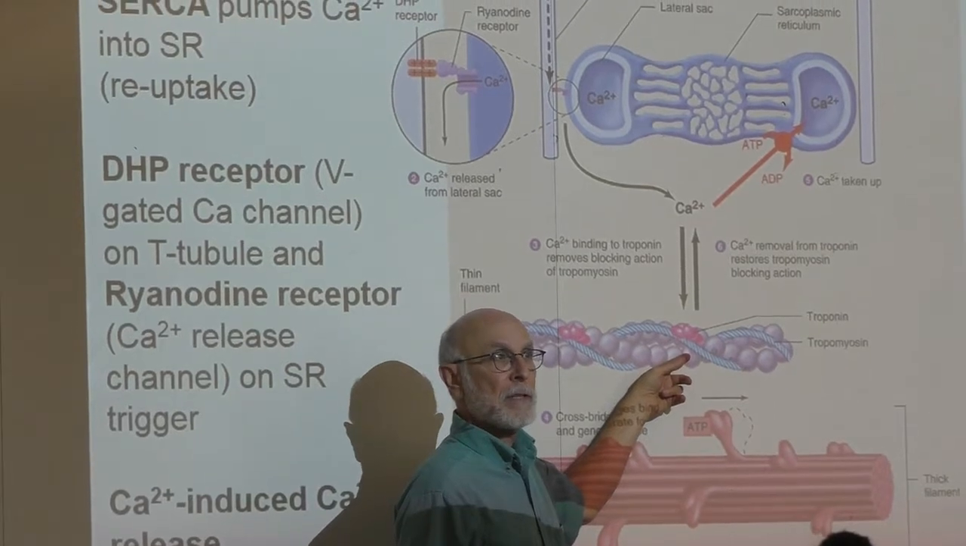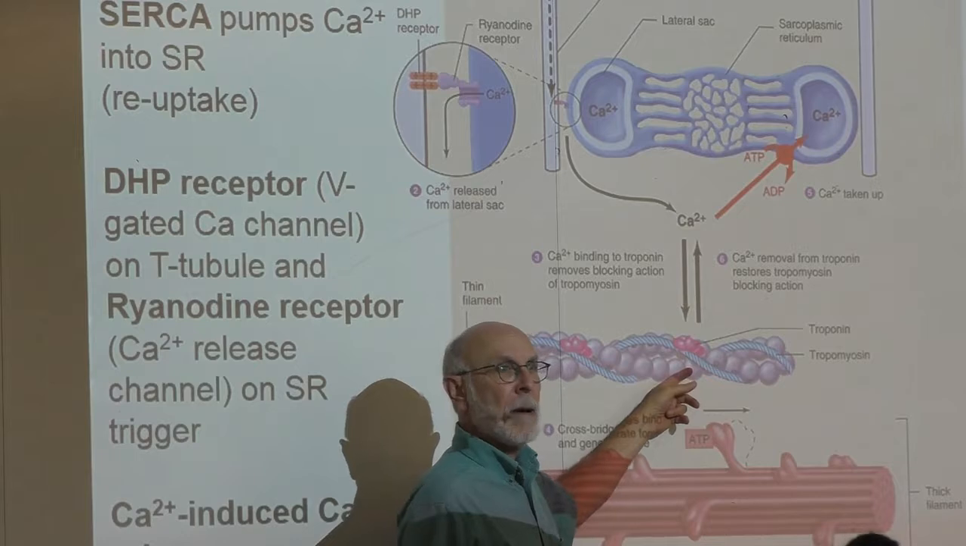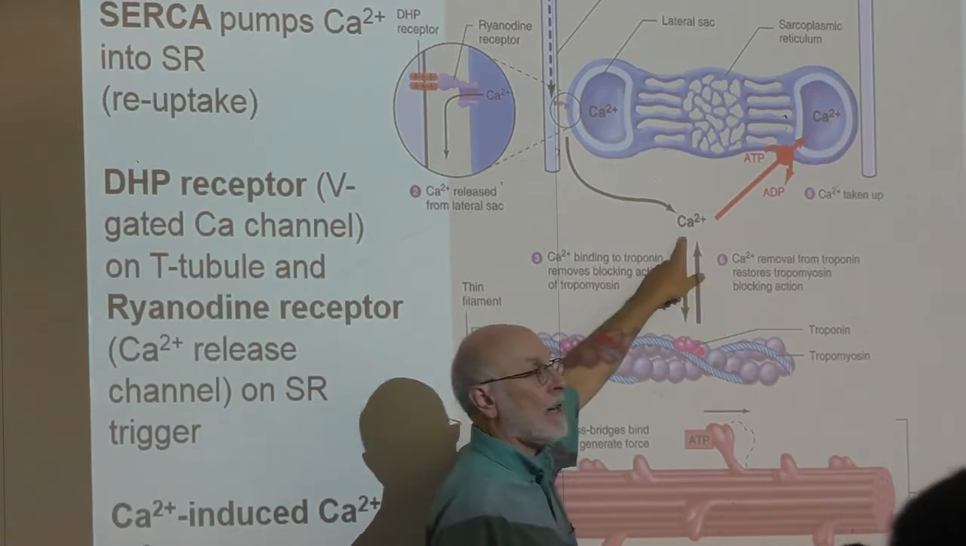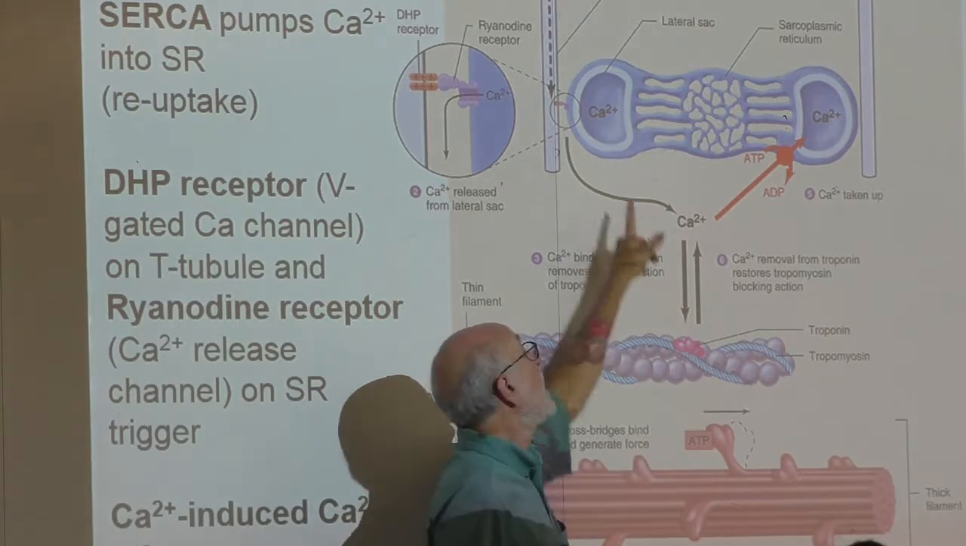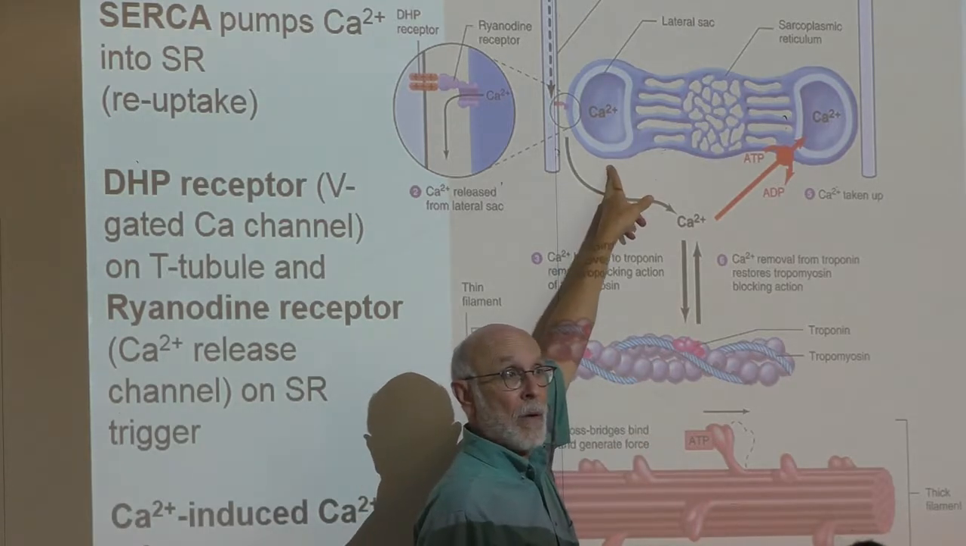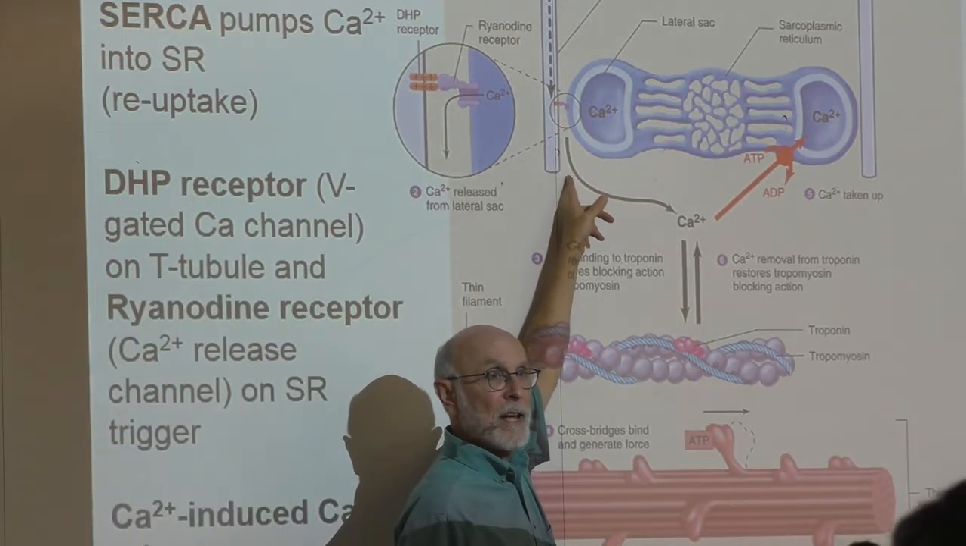in cardiac muscle. Just for your information, this is not a key number, but about 90% of the calcium that is responsible for contraction in cardiac cells comes from the SR. Only about 10% of it comes from the voltage-gated calcium.